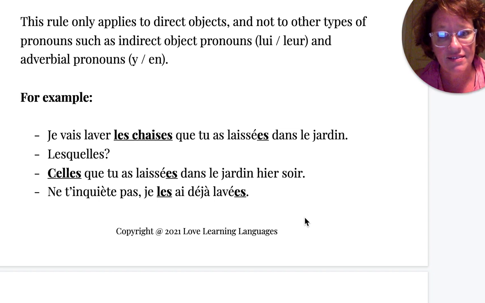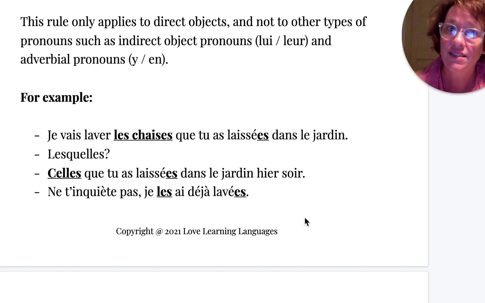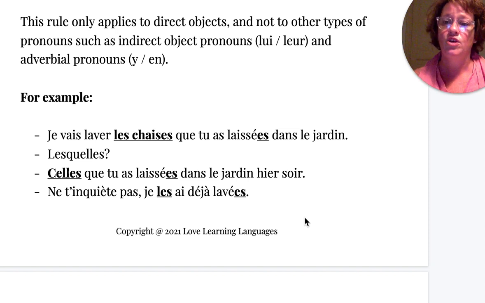Lesquelles? That means which ones? Okay, lesquelles. This is a relative composed pronoun. And maybe you haven't gotten to that yet. But it is replacing the chairs. And it means which ones? Notice the way it's written, Q-U-E-L-L-E-S. This is because les chaises are feminine and plural. So I'm going to wash the chairs that you left in the garden.